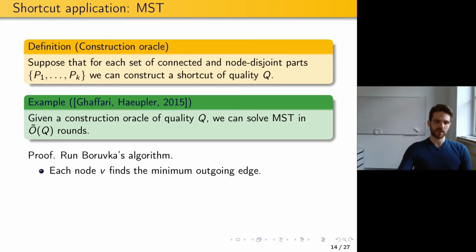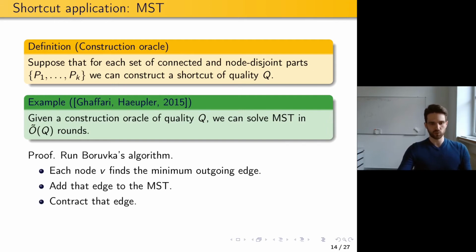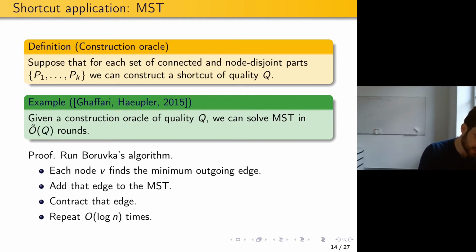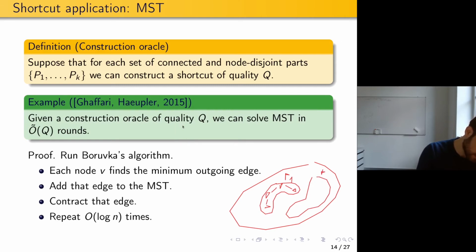So in the first step, every node V finds the minimum outgoing edge out of that node V. You add that edge to the minimum spanning tree, you contract that edge, all of the nodes V do this in parallel, at the same time, and you repeat the steps log n times. So let's be a bit clear. You have a graph, every node V starts contracting other nodes around it, and eventually, let's call this contracted supernode a part, P1. And the different nodes do this at the same time. P2, and so on, P3. So as you can see, these parts or contracted supernodes are obviously node disjoint and connected, and that's what motivated the definition from the previous slides and the shortcut definition.